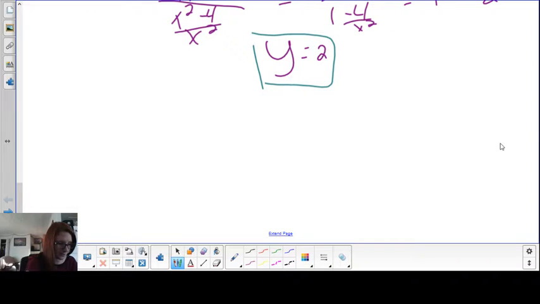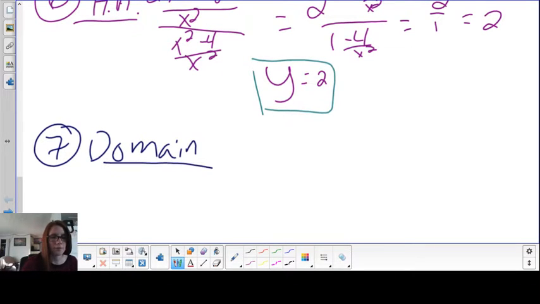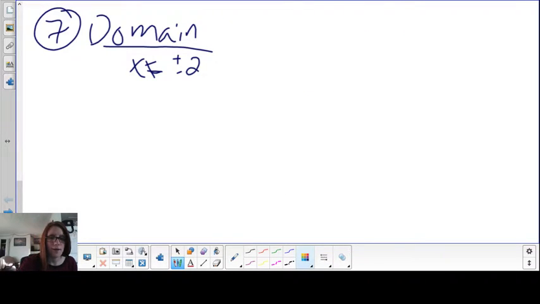So next thing I have is my critical points. Oh, I forgot my domain. I lied. So number 7. 7 is my domain. And that's going to be whatever I got for my vertical asymptote. So x cannot be equal to plus or minus 2. Otherwise, we can plug in any number here. I've already talked about x can't be equal to plus or minus 2, so I'm not going to circle it again.